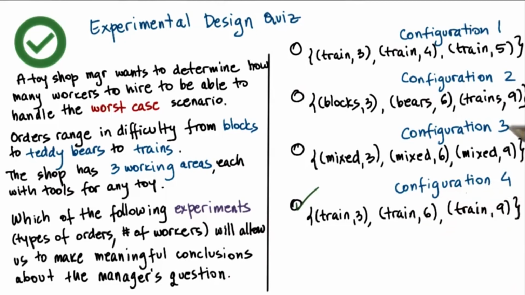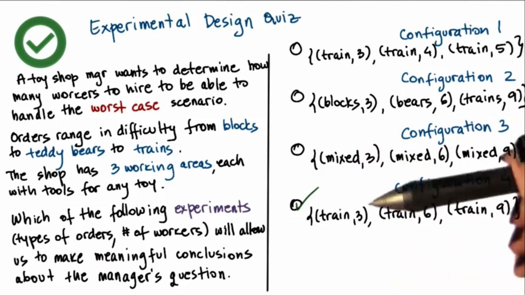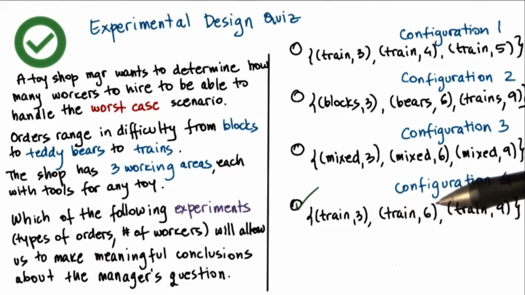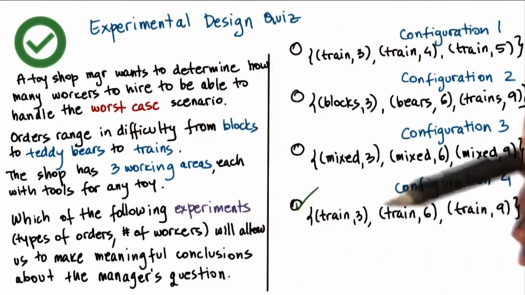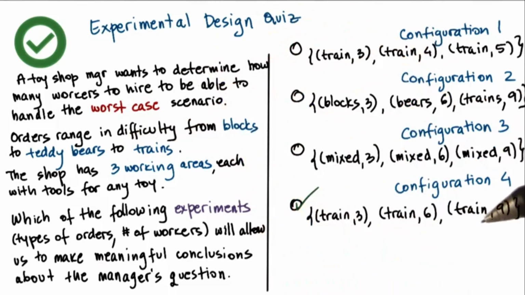The last configuration is identical to configuration 3 in the number of workers, but it uses the worst case scenario, so it's just orders of trains. So this tells us how much better I will be able to handle the worst case of just receiving trains if I add more and more workers, and I'm really adding an even amount of workers per working area. This is a meaningful set of experiments that will let me draw some conclusions.